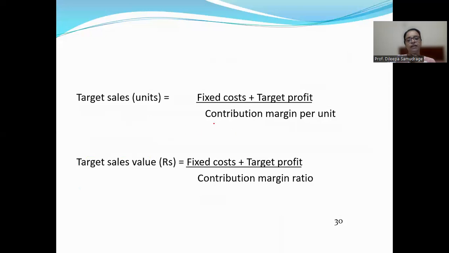In words, you can write the same thing like this. Target sales in units equals fixed cost plus target profit, divided by contribution margin per unit; in rupees, divided by CS ratio, right? Clear? Any questions up to now?